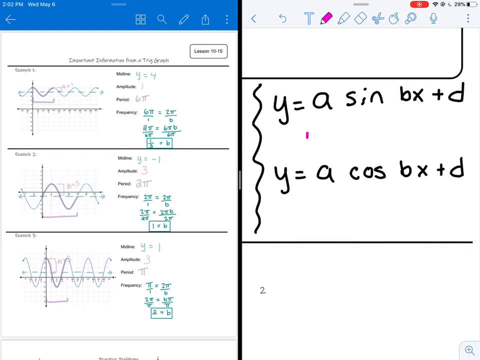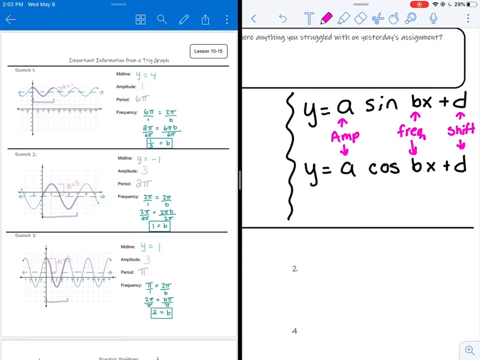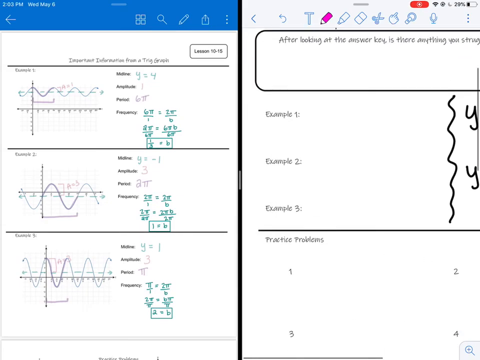So A is my amplitude, B is my frequency, and D is my shift. So if I look at my notes on what we did yesterday from lesson 10-15, we have our amplitude, we have our midline, which is our shift, and I have my frequency. So if you have those 3 pieces, this A, B, and D value, you could write your equation.